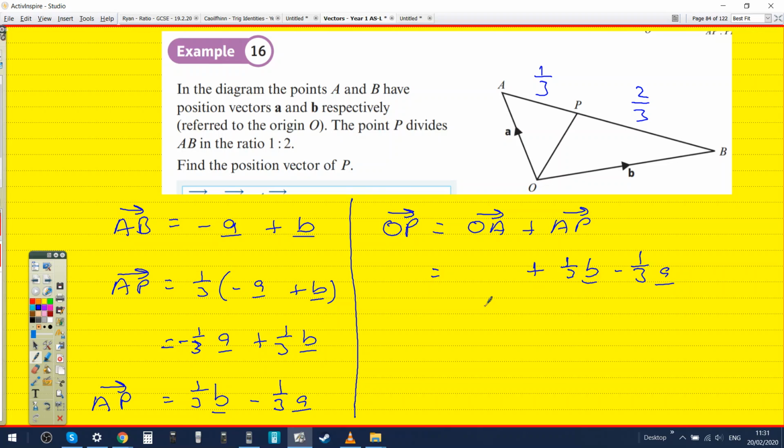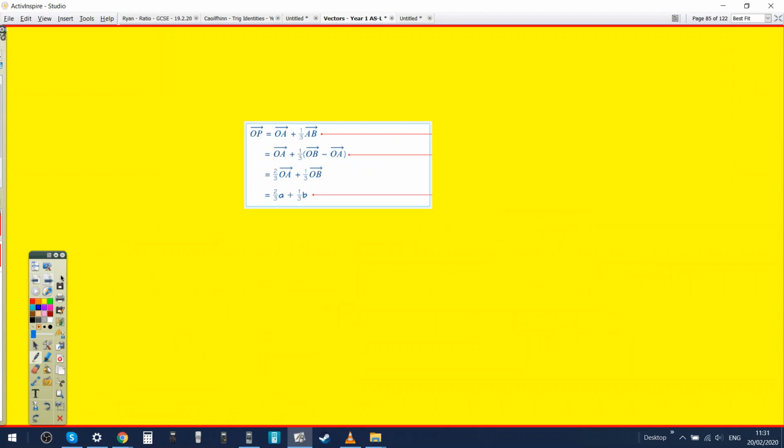O to A. And then O to A is just A. And simplify. So just 1 1/3 A plus a third B. Oh no. 2/3 A plus a third B. Yeah, that's it. Okay, so position vector starts from O, the origin, and so we just need to watch out for that. So we just have to add in the A.